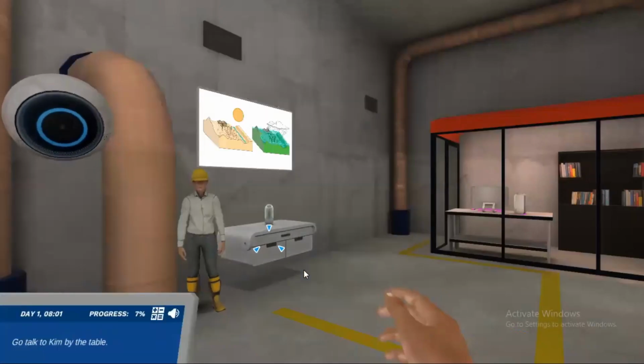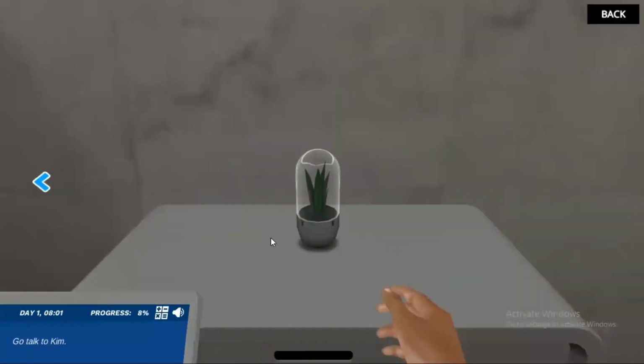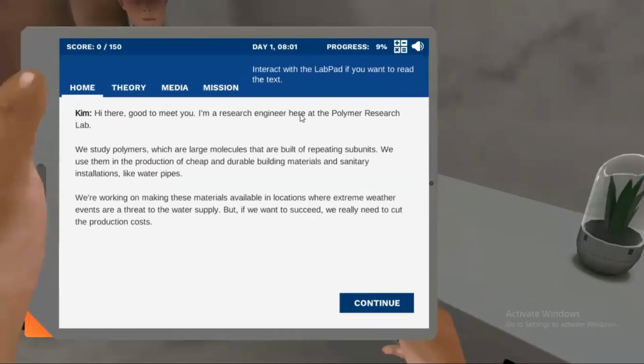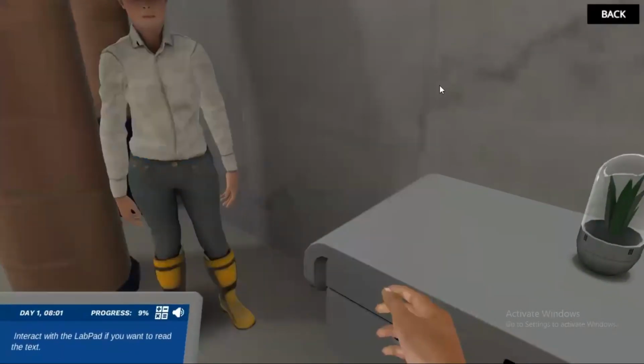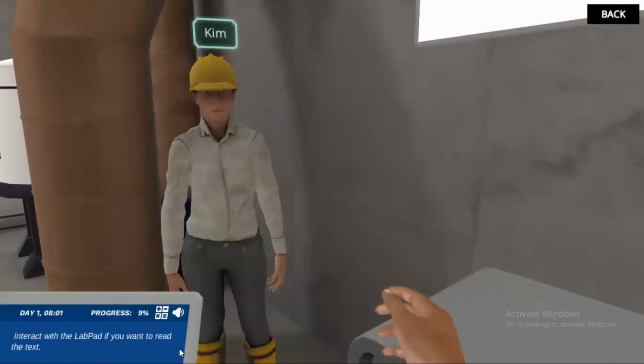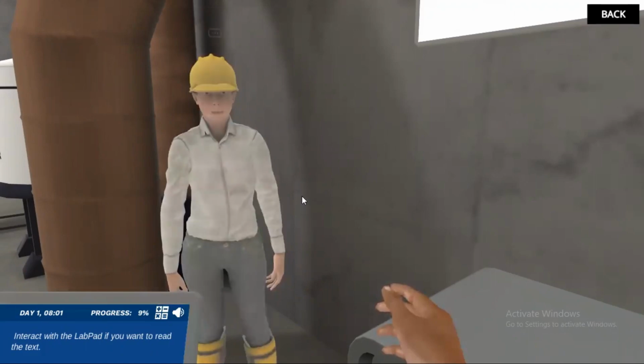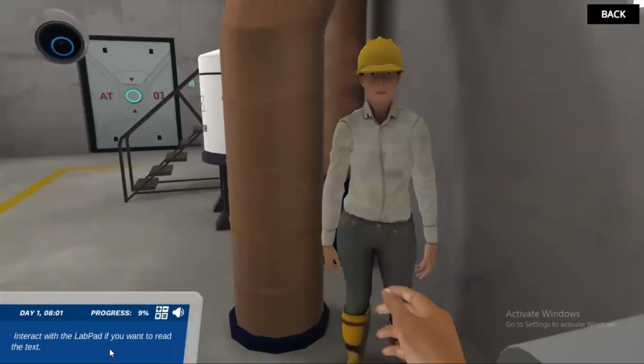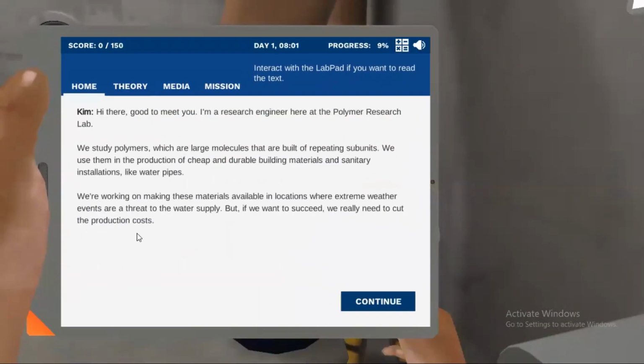Go talk to Kim by the table. Hi there, good to meet you. I'm a research engineer here at the Polymer Research Lab. We study polymers, which are large molecules that are built of repeating subunits. We use them in the production of cheap and durable building materials and sanitary installations, like water pipes. We're working on making these materials available in locations where extreme weather events are a threat to the water supply. But if we want to succeed, we really need to cut the production costs.